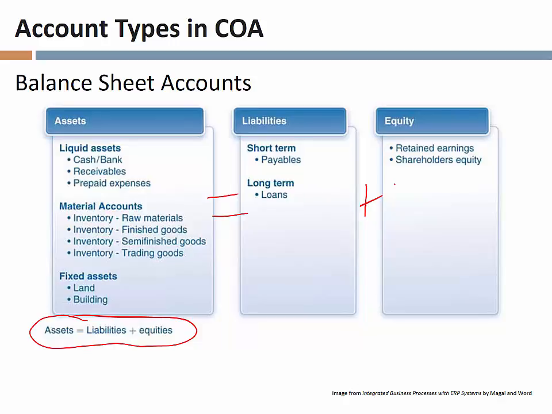Liabilities represent my obligation or my debt to third parties. So I take out a loan, that's going to be represented in terms of a liability account. I buy something on credit and I'm given 30 days to pay. Well, that's a short-term payable, but that's still a liability until such a time as I actually effect payment for that. So my liability accounts are all balance sheet accounts.